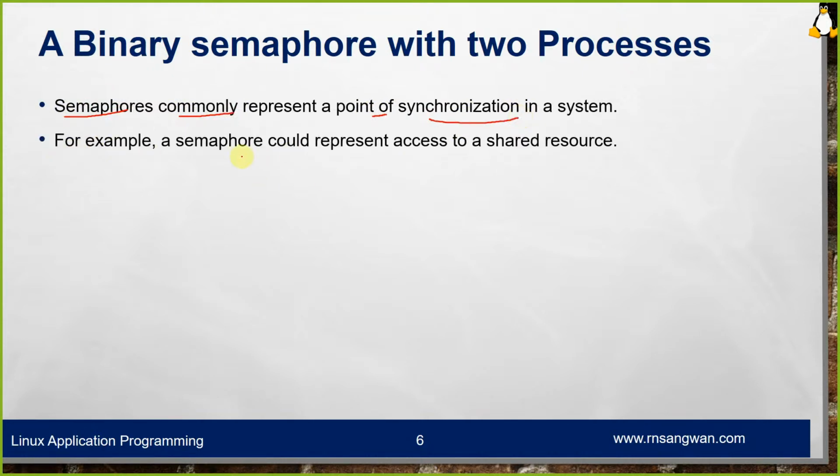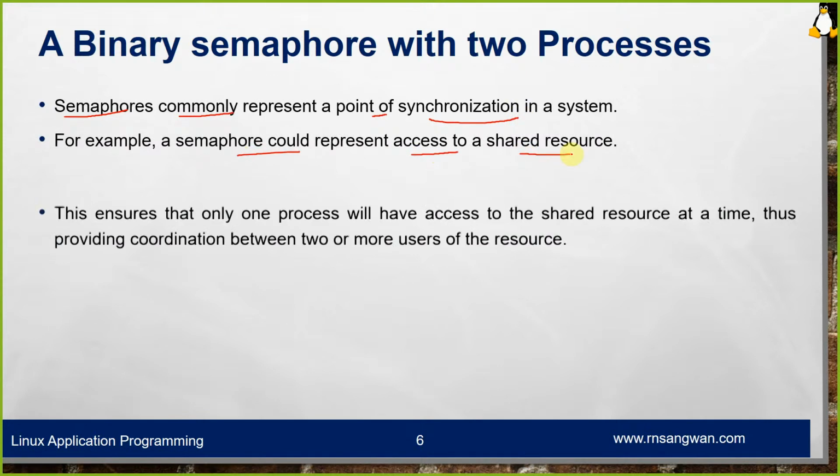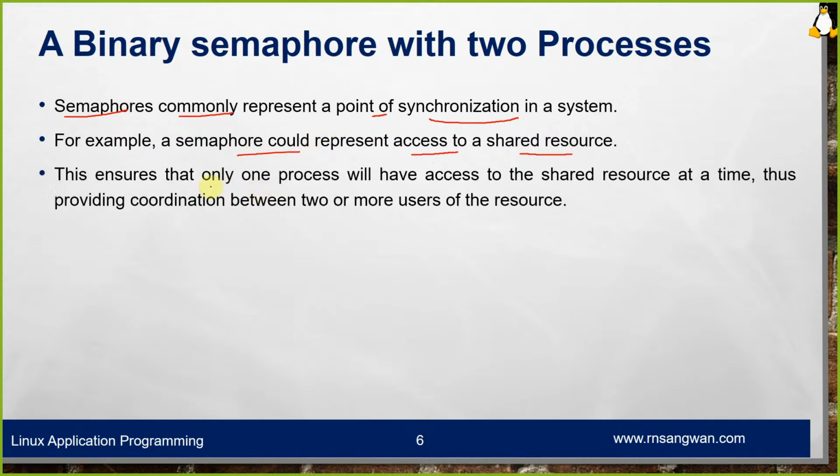For example, a semaphore could represent access to a shared resource. This ensures that only one process will have access to the shared resource at a time, therefore providing coordination between two or more users of the same resource. And that's precisely what we know in databases as the concept of locking.